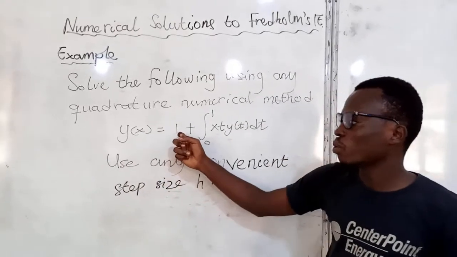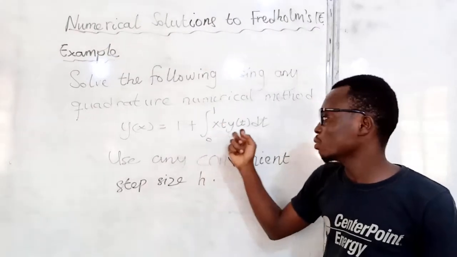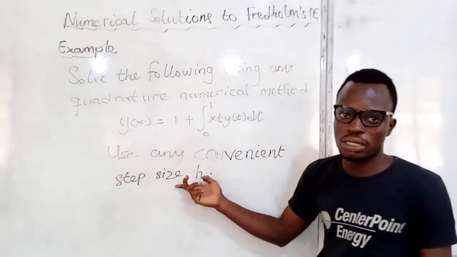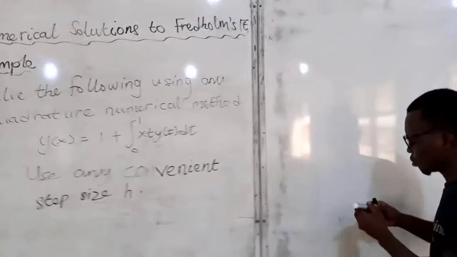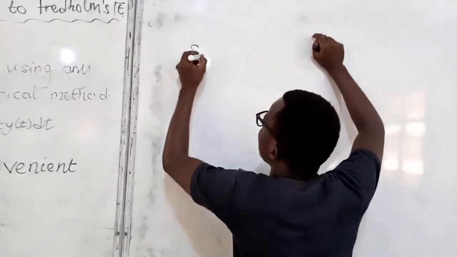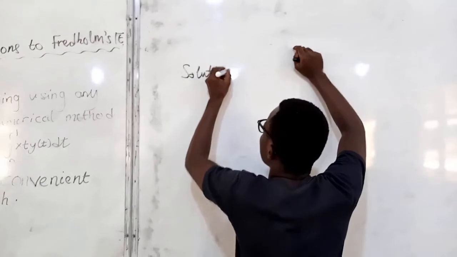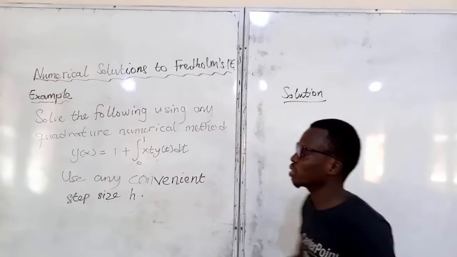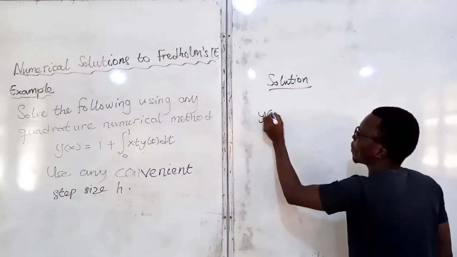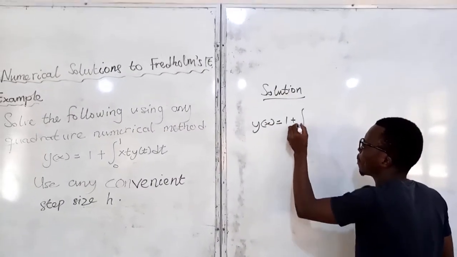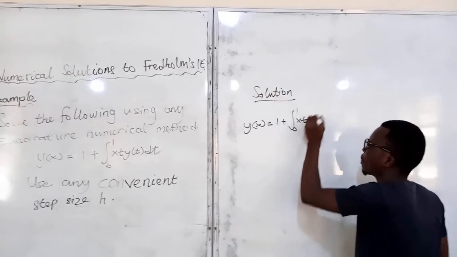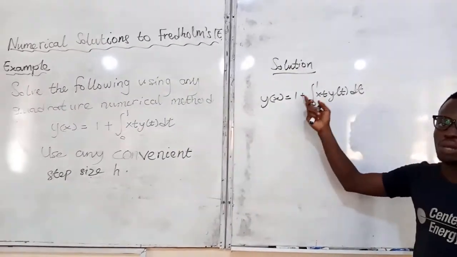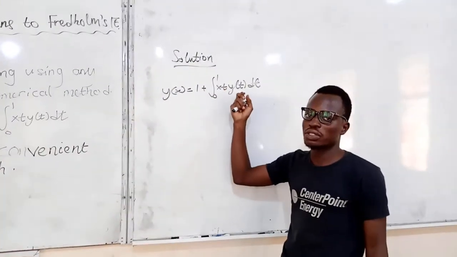y of s equal to 1 plus the integral from 0 to 1 of s t y of t dt. Use any convenient step size h. So, solution. Let's consider our integral equation, which is y of s equal to 1 plus the integral from 0 to 1 of s t y of t dt.